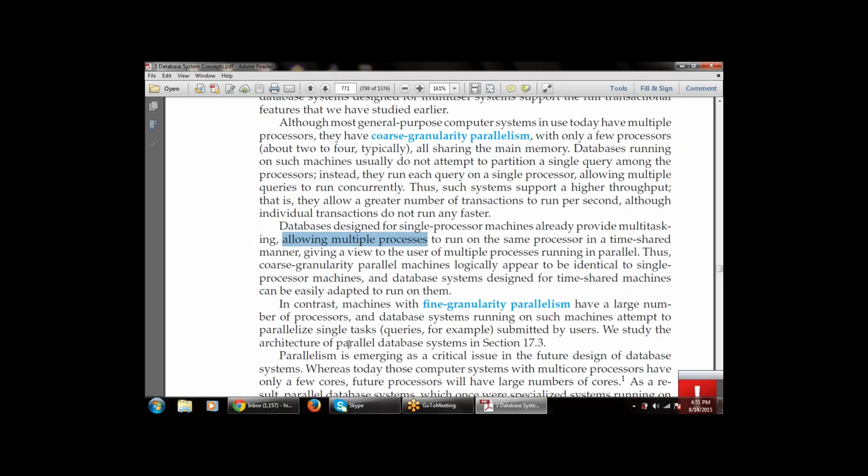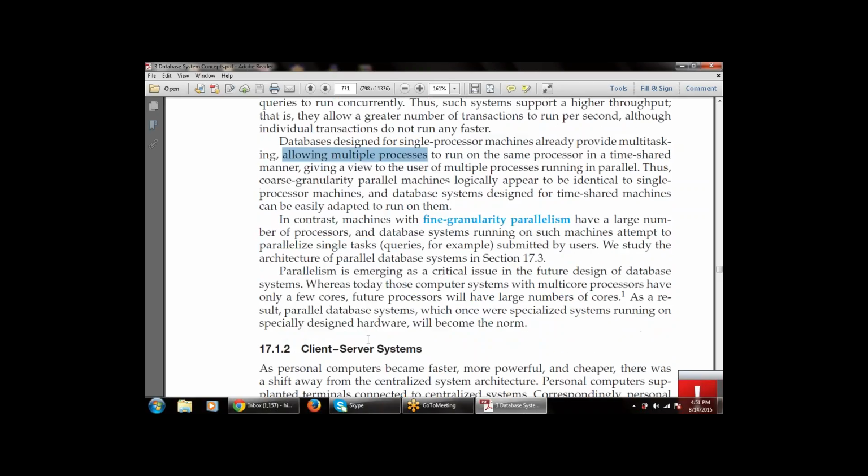In contrast, machines with fine-granularity parallelism have a large number of processors, and the database systems running on such machines attempt to parallelize a single task. So there will be a parallel mechanism that is used to process the single task submitted by the user.